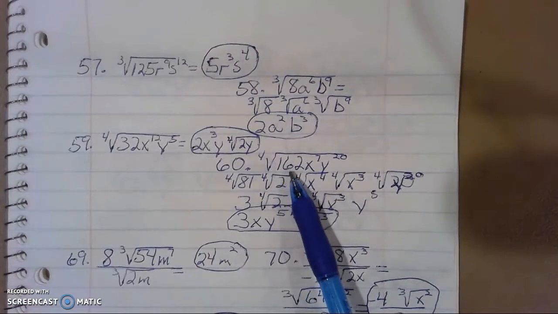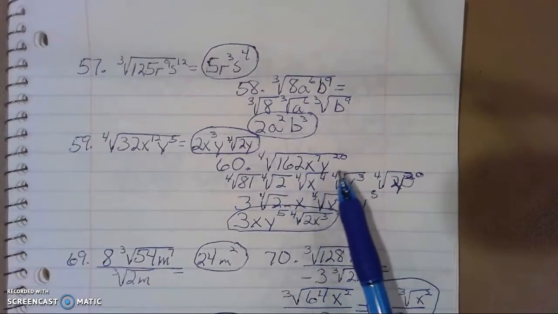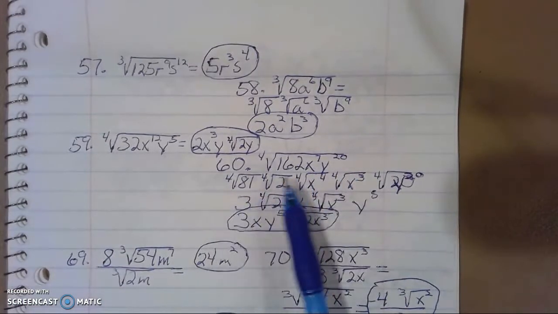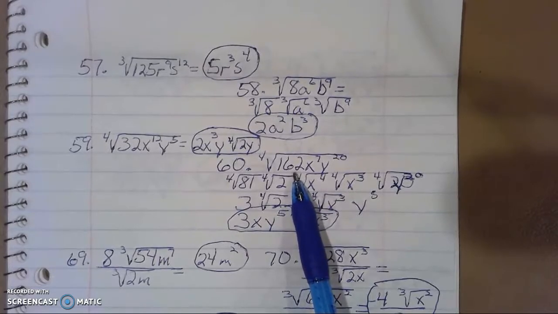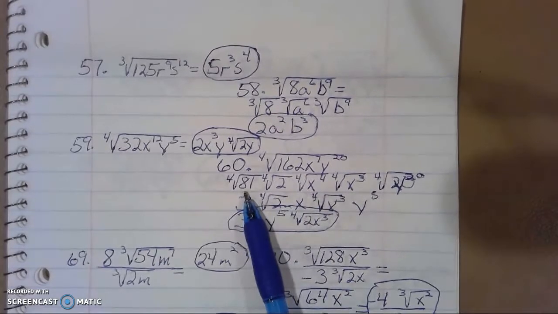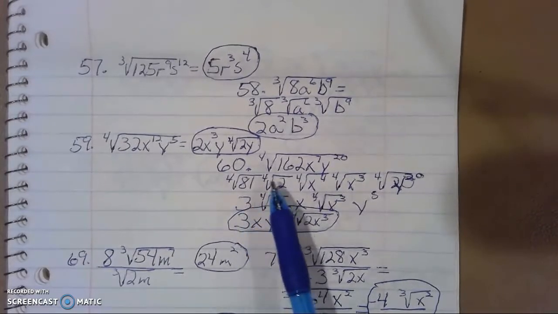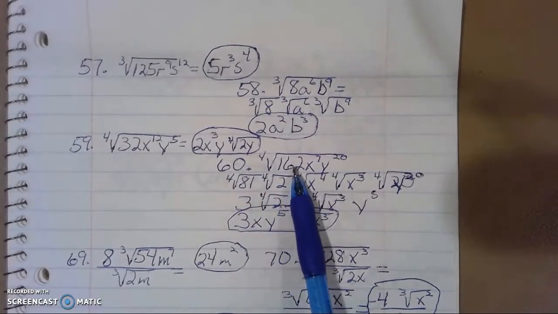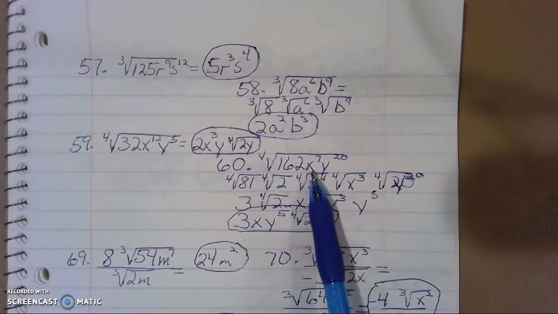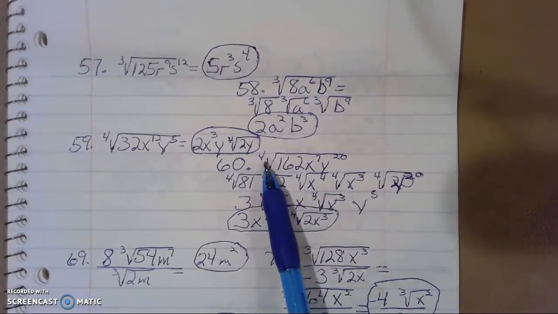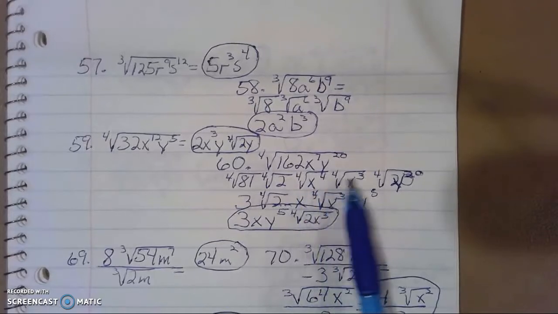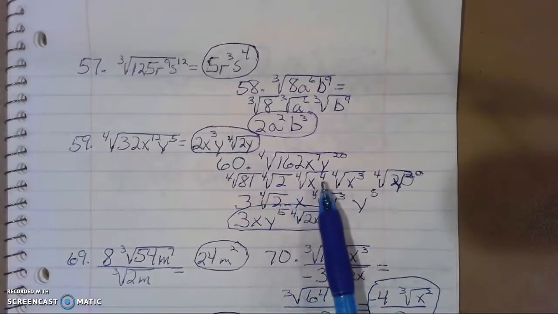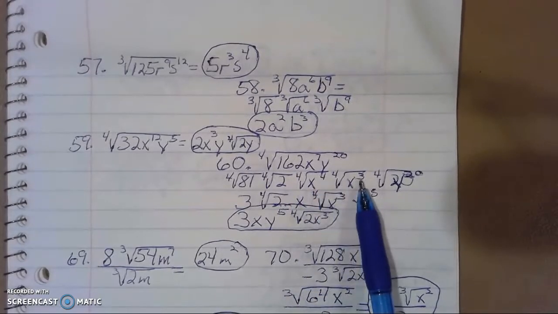60, the 4th root of 162, x to the 7th, y to the 20th, breaks down. You find a number that you can take the 4th root of that goes into 162. 81, because the 4th root of 81 is 3. So 81 and 2 give you 162. Then on the x to the 7th, 4 does not go into 7. So you break it down to 4 and 3, because 4 will go into 4 and the 3 is left over.